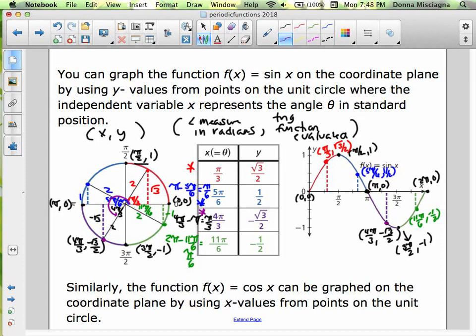Right? And so these y values just come from our special right triangles. And then, of course, 3 pi halves, right? Sine's going to be -1 there. So here we have the point 3 pi halves, -1. That's a great point there.